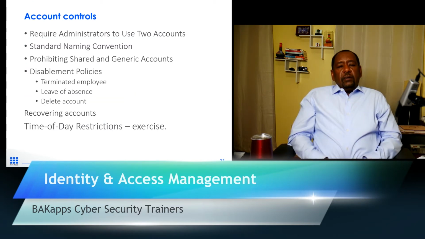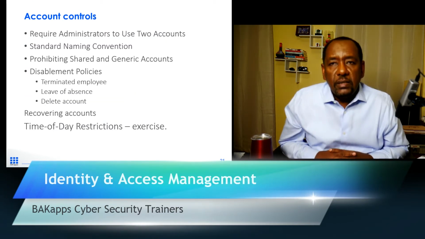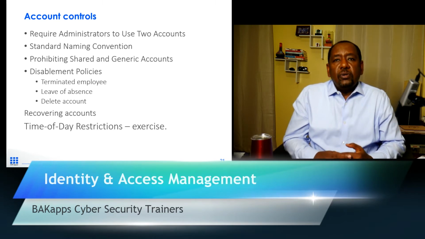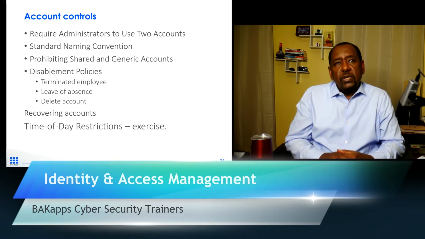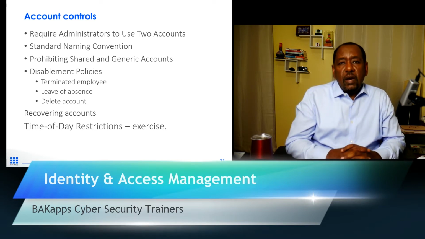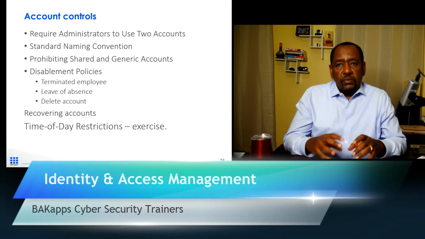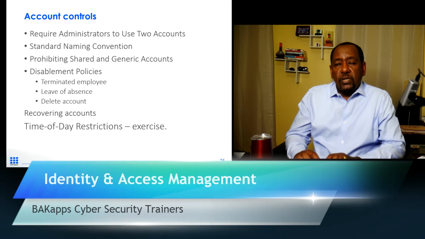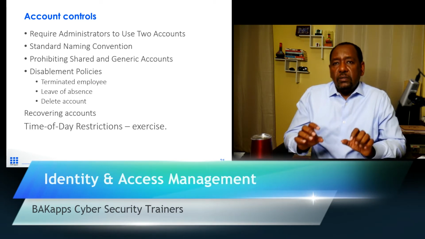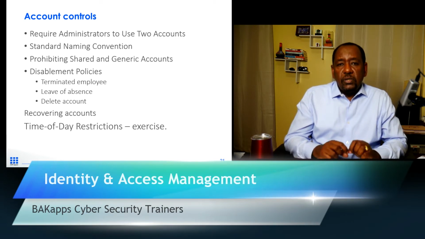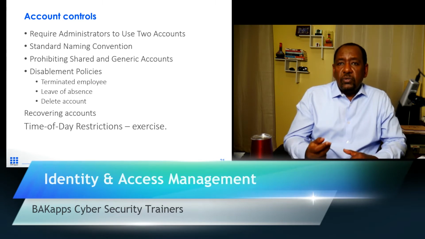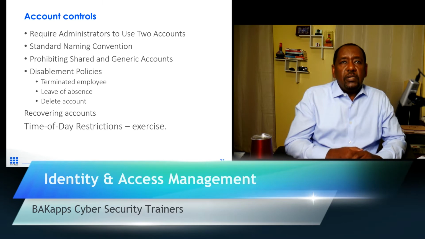All right, we just went over account types. Let's discuss account controls. How do we control those accounts? A few points to discuss. Administrators must have 2 accounts. They have a privileged administrator account, which they use when they are doing their administrative duties. They use their end user account when they normally work on their computers. So basically, encourage administrators to have 2 accounts and to use them appropriately.